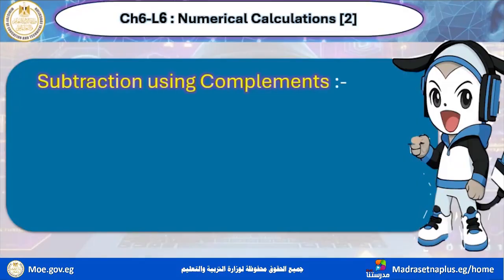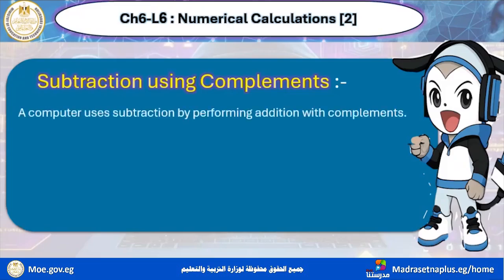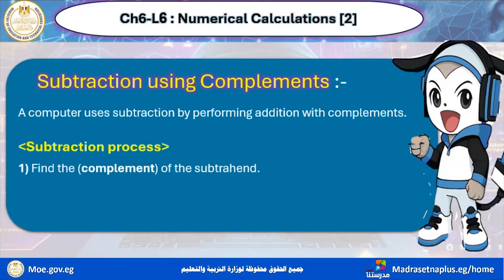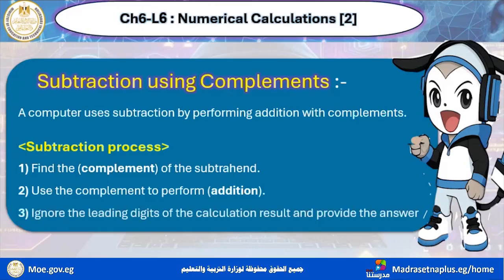Now the subtraction. How we can use complements in subtraction. A computer does subtraction by performing addition with complement. So instead of making a subtraction, you add the number to the complement of the second number. So the subtraction process will be as follows. Find the complement of the subtrahend. Use the complement to perform addition, and then ignore the leading digit. This is very important. See?